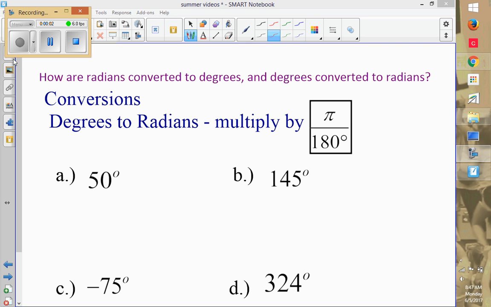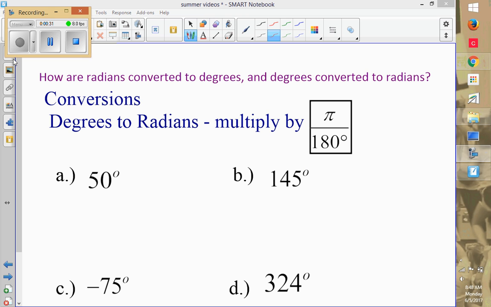We must be familiar with both radians and degrees, so we have to be very good at converting, if given radians, going to degrees and vice versa. So we're going to learn how to convert between the two units. First we have up here how to go from degrees to radians. And think about your science class and matching units up.